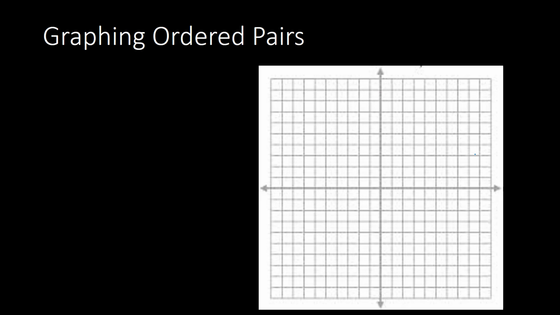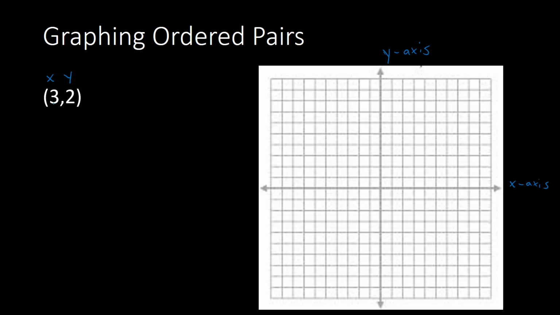Now as far as graphing these ordered pairs, remember we said that these pairs are made up of an X and a Y component. And we also said, one of the other terms, that this line going across is called your x-axis, and then the line going up and down is called the y-axis.